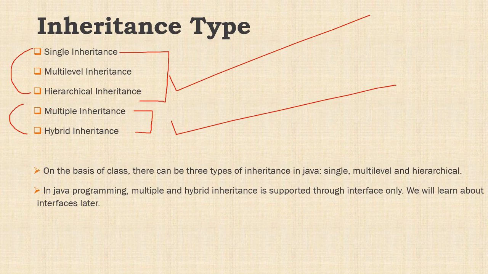Other languages like PHP also support multiple inheritance and hybrid inheritance. I think .NET and C++ also support multiple inheritance, but Java does not support multiple inheritance with classes. If you want to use it, you can do the same scenario with the help of interfaces, and then it will be applicable in Java also.